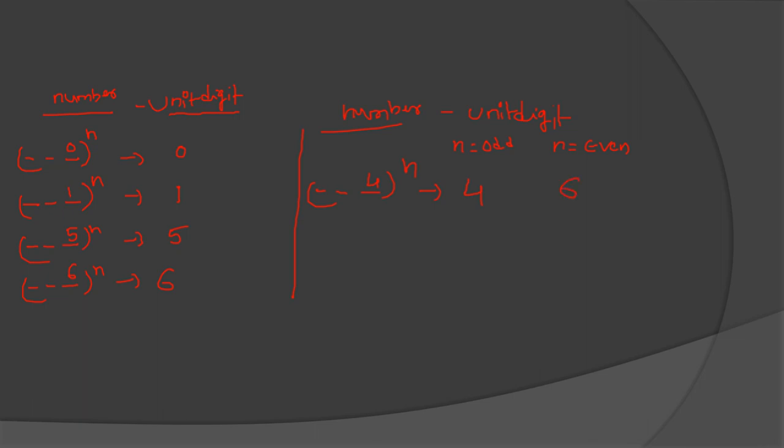In the same way, next one, a number ending with 9, 9 power n. 9 power 1 is 9, 9 cube is 729, so 9 power odd number gives unit digit 9. 9 square is 81, so 9 power even number gives unit digit 1. Clear, right? So how many numbers are completed? 0, 1, 5, 6, 4, 9, total 6 completed. The remaining 4 we will see in the next slide, right?